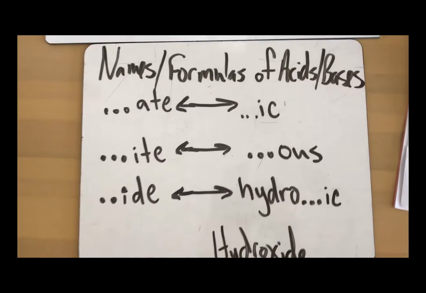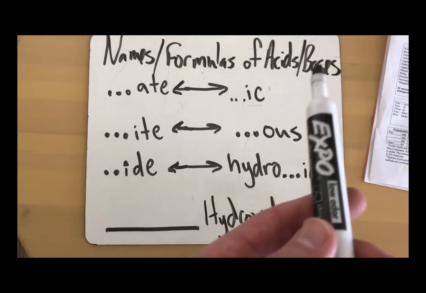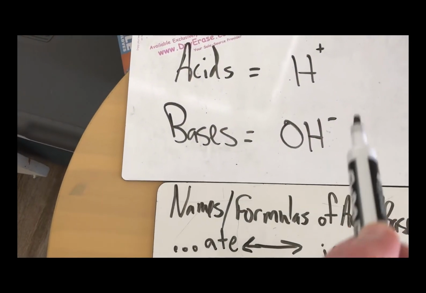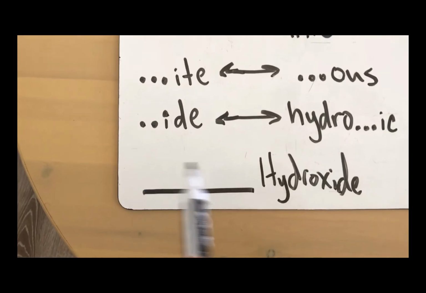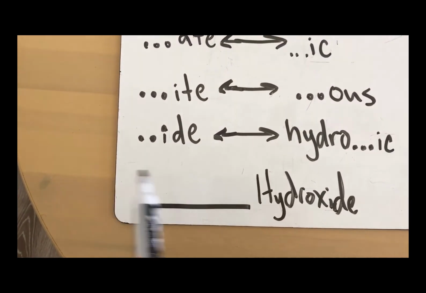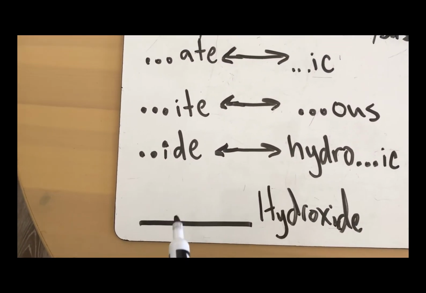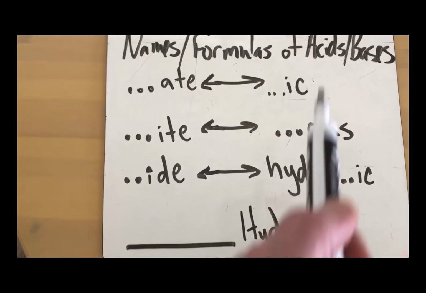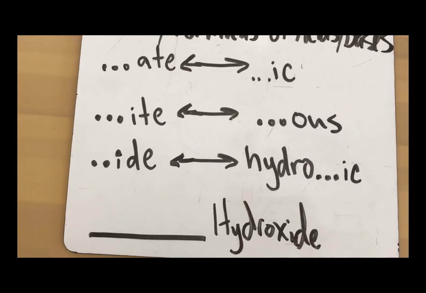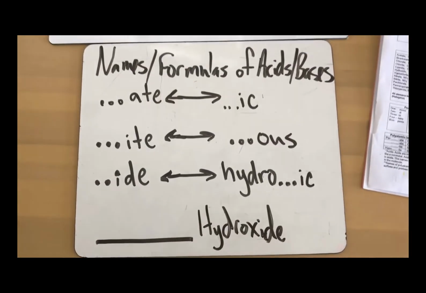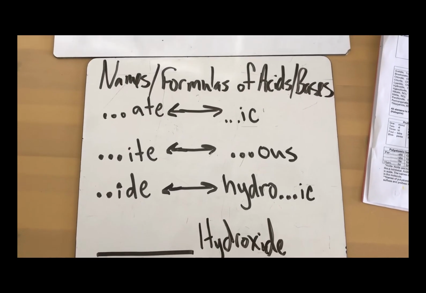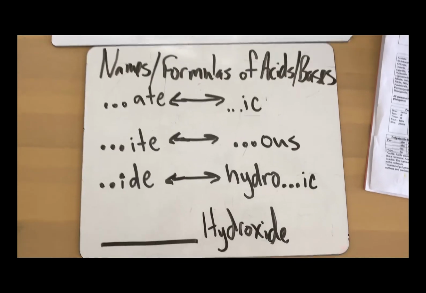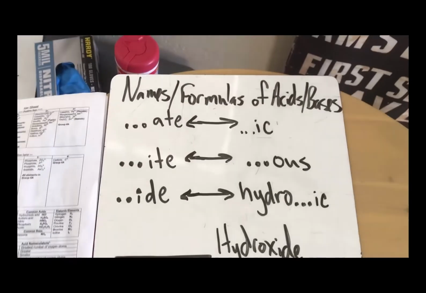Okay, the last one is naming bases. Because they have a negative charge, bases end in hydroxide. So I take whatever the hydroxide is bonded with, and I name that base using hydroxide at the end. Now let's take a look at some example problems that you will be working on. So there are the rules.